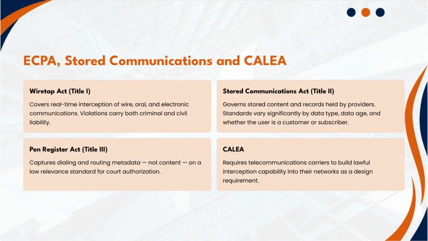ECPA, 1986. And keep that date in mind because it explains everything wrong with it. ECPA has 3 titles. Title 1 is the Wiretap Act, governing real-time interception of communications in transit. High standard. Essentially a super warrant, requiring probable cause plus a showing that other methods have failed. Title 2 is the Stored Communications Act, governing stored communications. And here's where 1986 shows.